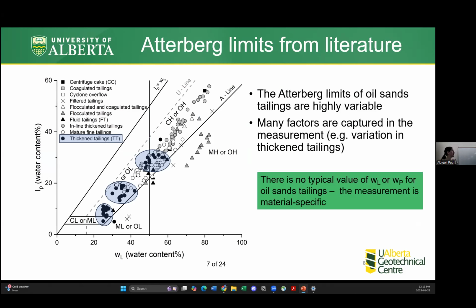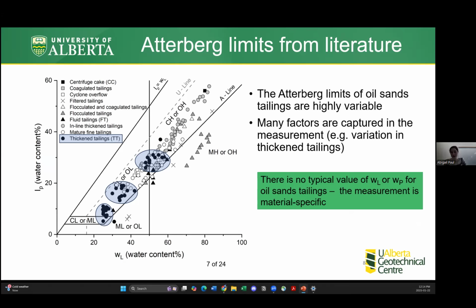So for a bit of context, this is a plasticity chart that shows all of the Atterberg limits that I could find in the literature for oil sands tailings. On the x-axis is the liquid limit, on the y-axis is the plasticity index. I categorized the tailings into different treatment methods that are used to improve the properties. However, the main concept that this figure is trying to show isn't necessarily one particular data point or value, but rather that there are a range of values that are possible.